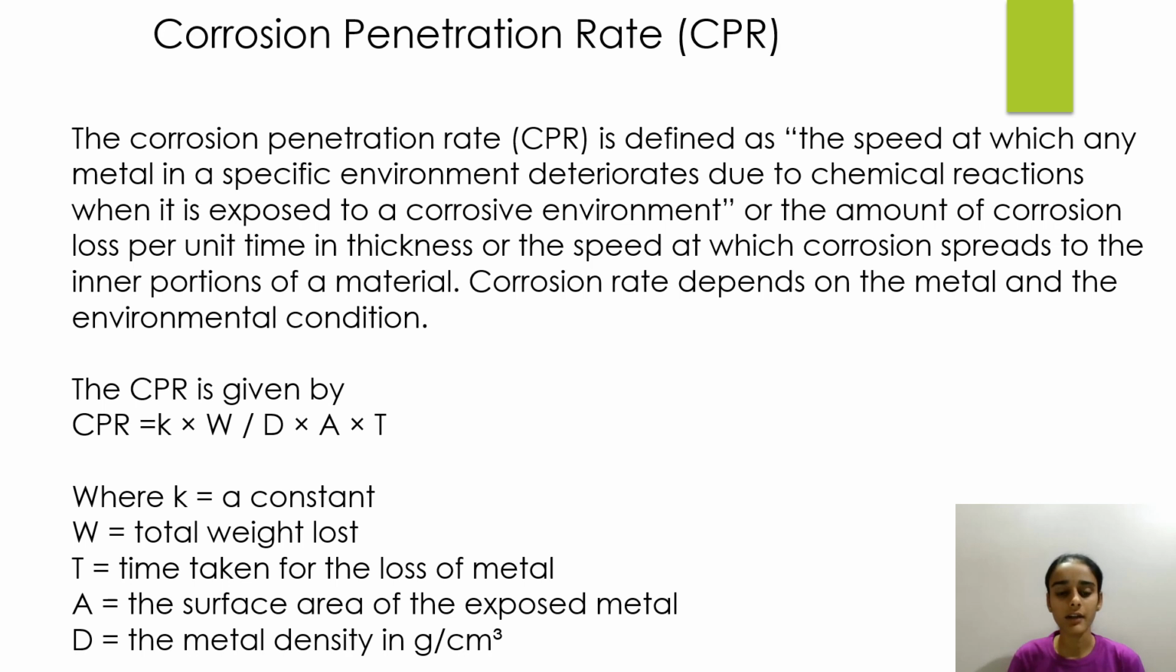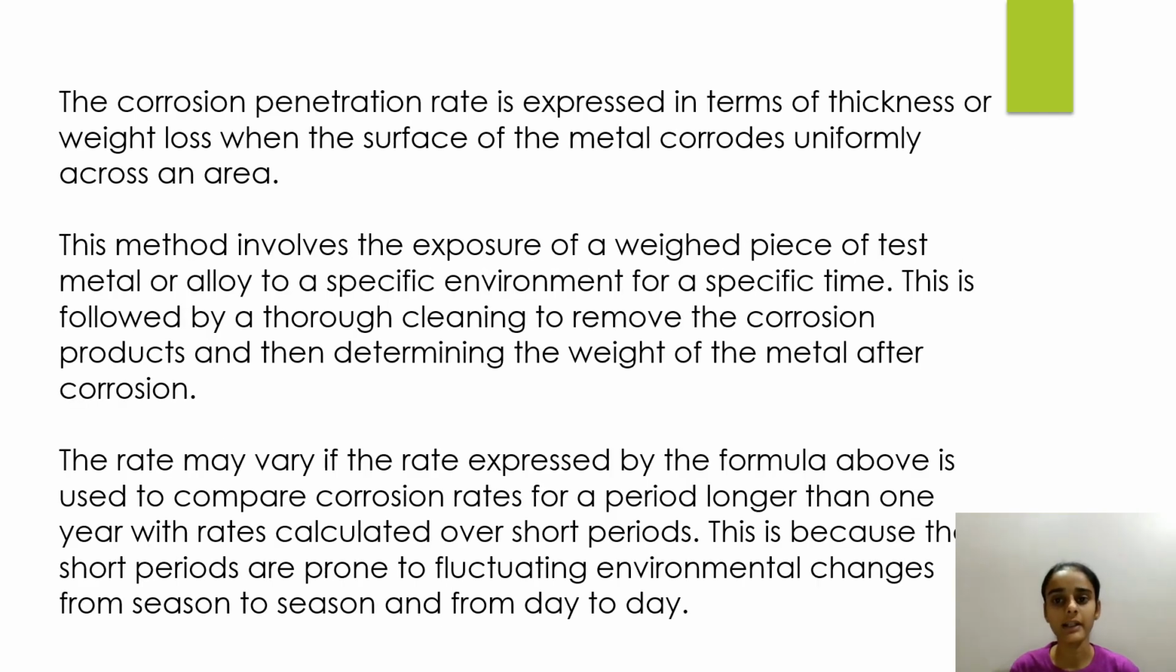The CPR is given by CPR = KW/(DAT), where K is a constant, W is the total weight lost, T is the time taken for loss of metal, A is the surface area of the exposed metal, and D is the density in gram per centimeter cube. Corrosion penetration rate is expressed in terms of thickness or weight loss when the metal surface corrodes uniformly across an area.